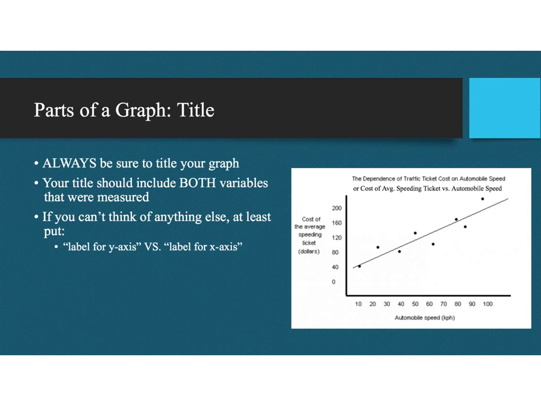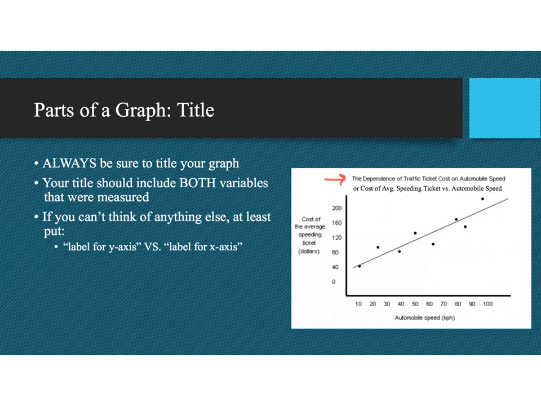Your graph title should include both variables that are measured. So for example, in the graph on the right, this is the cost of average speeding ticket versus the automobile speed. As you can see, as the automobile speed increases, the cost of the speeding ticket increases. So a good title could be one of these: The dependence of a traffic ticket cost on automobile speed. Again, it includes both variables, cost and speed.